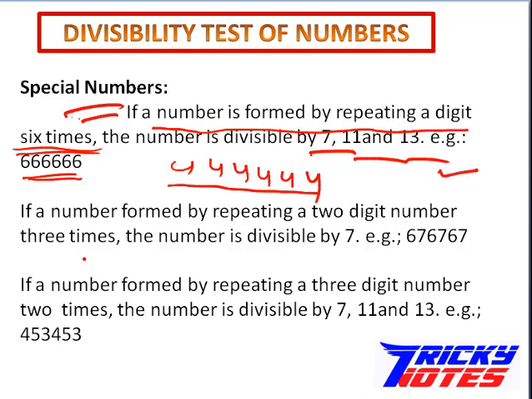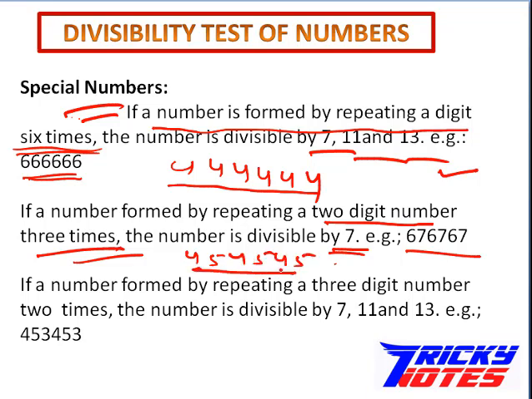Number 2, if a number is formed by repeating a two-digit number 3 times, for example here I have taken 6, 7, 6, 7, 6, 7, the number is divisible by 7. You can check 4, 5, 4, 5, 4, 5. Now this number is also divisible by 7.